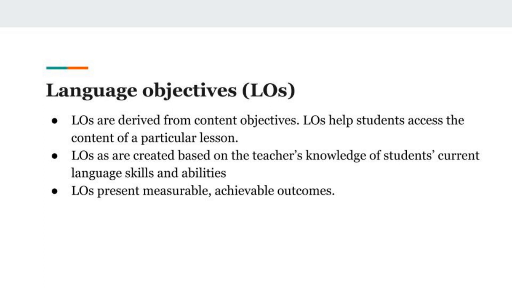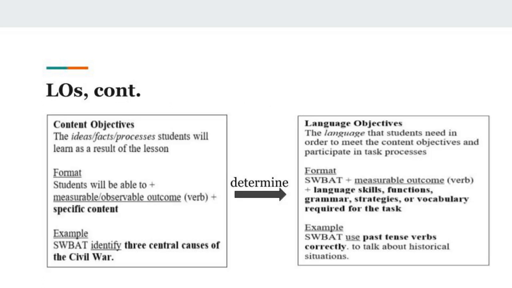Language objectives are developed based on content objectives and students' needs. The teacher's knowledge of a student's current language skills plays a role in the development of language objectives. And like content objectives, language objectives also present measurable, achievable outcomes. This diagram shows the relationship between content objectives and language objectives. As can be seen, content objectives determine language objectives.